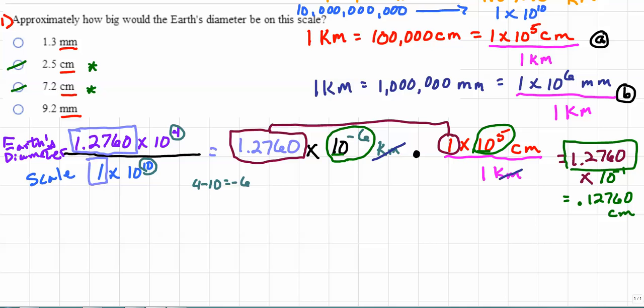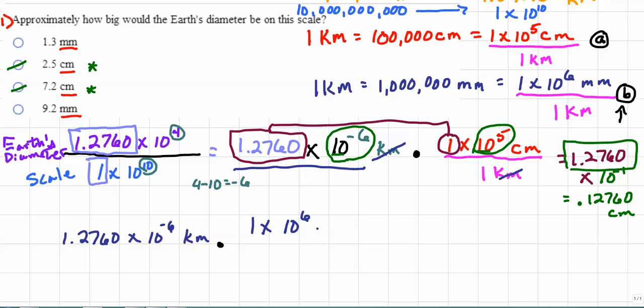And we'll know that that is in millimeters because I'm going to take the same exact value, which is 1.2760 times 10 to the -6 kilometers, and I'm going to multiply that by the conversion factor for millimeters, which is conversion factor B, and that is going to be equal to 1 times 10 to the 6th power in millimeters divided by 1 kilometer.